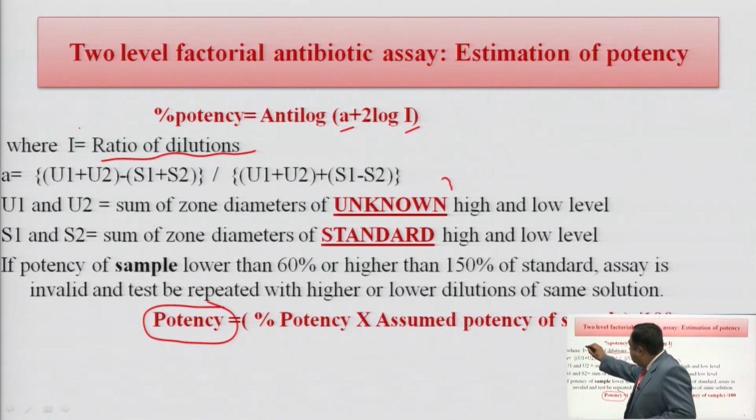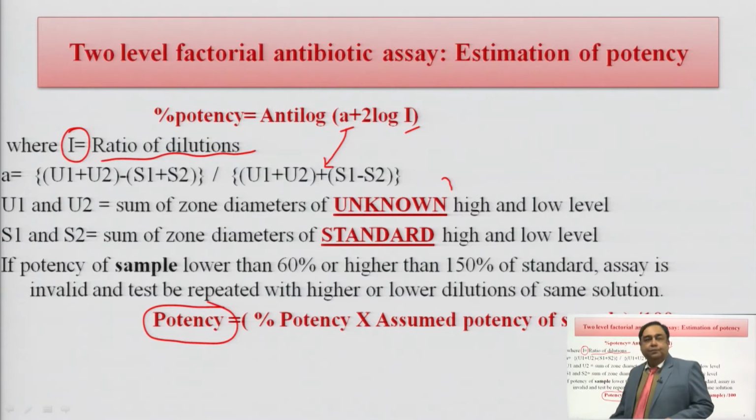So, I is nothing but the ratio of dilutions, and on the other hand the value of A is equal to U1 plus U2 minus S1 plus S2 divided by U1 plus U2 plus S1 minus S2.